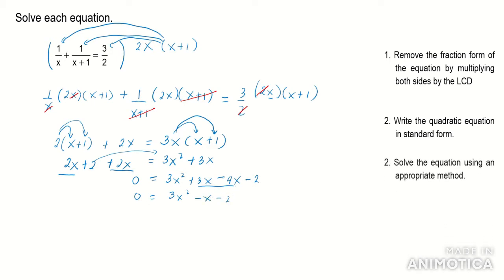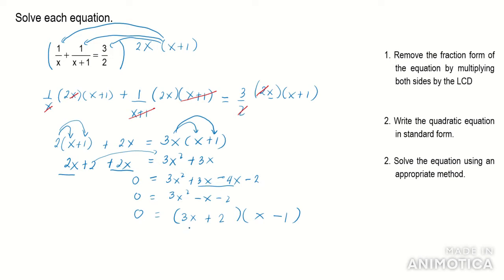And then the last step is we're going to solve the equation using an appropriate method. And for this, I think we can solve it using factoring by trial and error. Okay? So, let's look for the factors. Factors of 3x squared are 3x times x. Factors of negative 2 are negative 2 and positive 1, or 2 times negative 1. So, we have here negative x here. So, we can have here negative 1. And we have here positive 2. So, we have here 2x. Then, we have negative 3x. Adding them, we have negative x. So, therefore, these are the factors.